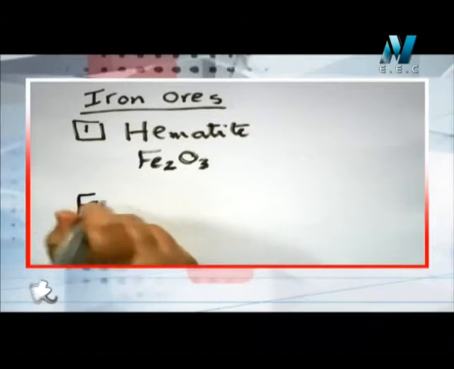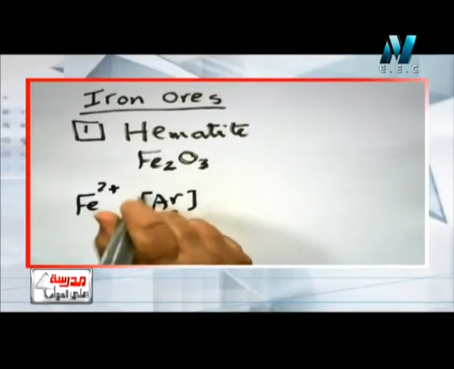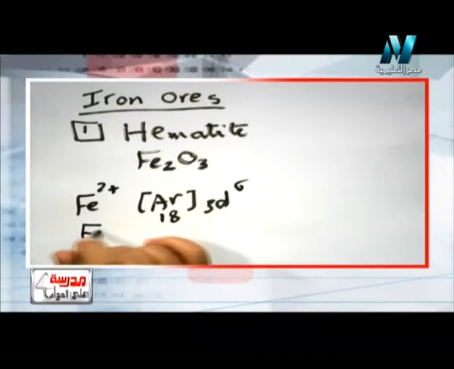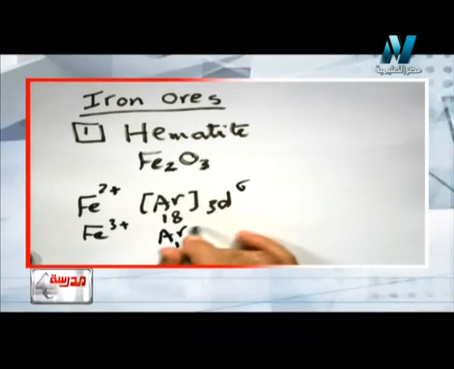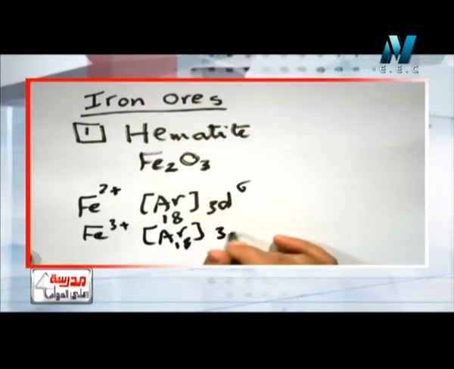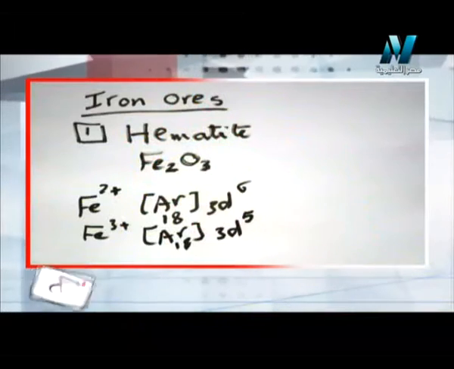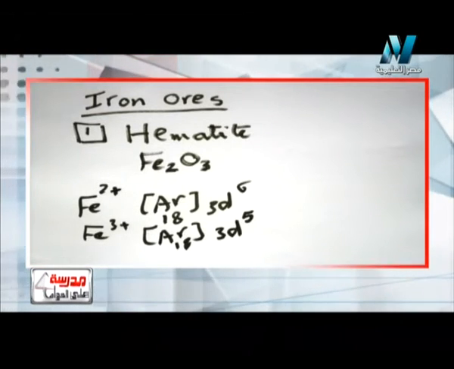When the iron is iron 2, Fe positive 2, it means argon 18 and lose the 2 electrons of 4s, leaving 3d6. But iron 3 is more stable. Why? We said that when the sublevel d is completely filled, half filled or empty, it will be more stable. As we said before, 3d containing 5 electrons is half filled and more stable, so iron 3 is the more stable compound.